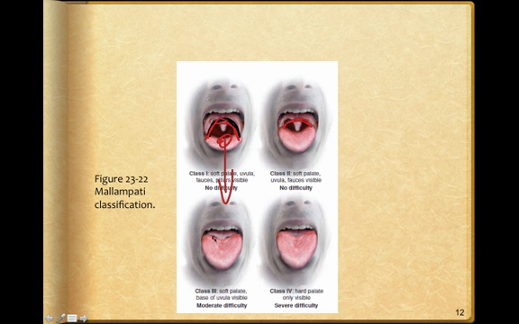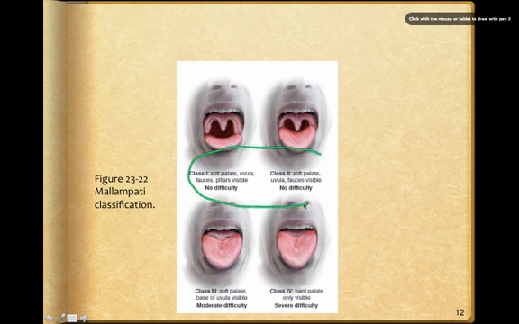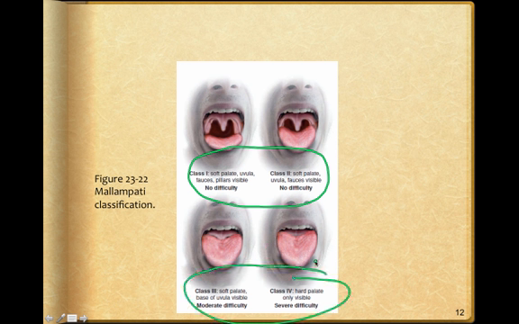This is a Mallampati 3. I can't see the back of their throat. All I see is tongue and uvula. And this is the hardest airway, which is a Mallampati 4. Hard palate only visible. And this is really severely difficult. Now, most of these airways will fall under the classification of a 1 or 2. But as we are becoming more obese as a nation, we will probably see more and more difficult airways.